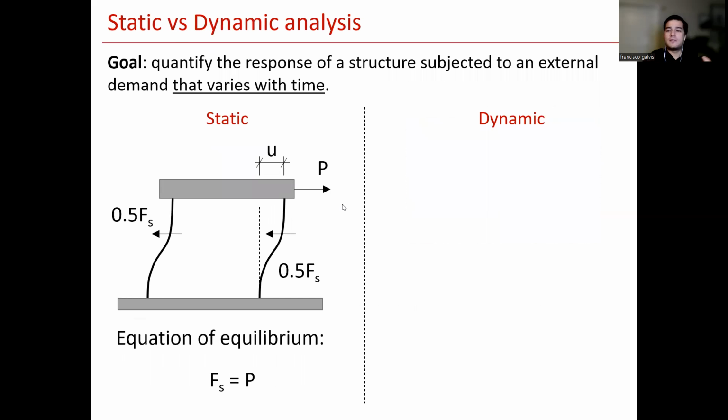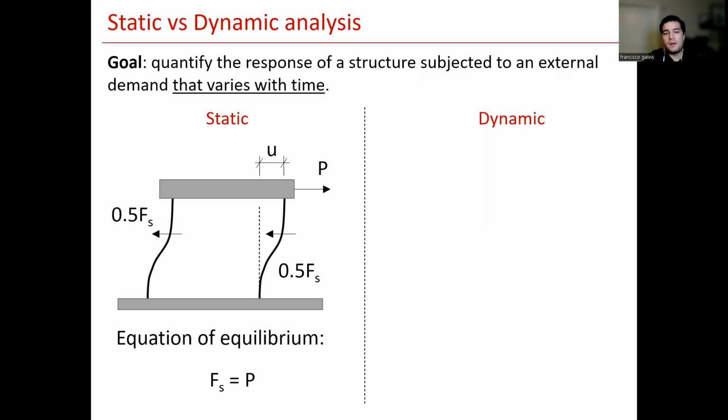So what's the difference really between a static and a dynamic analysis? The first thing that we need to understand that's different is the goal. The goal in a dynamic analysis is to quantify the response of a structure subjected to an external demand that varies with time. That's the same goal for a static analysis, just that the load in a static analysis doesn't vary with time. It's just fixed and constant. So that's the main difference.